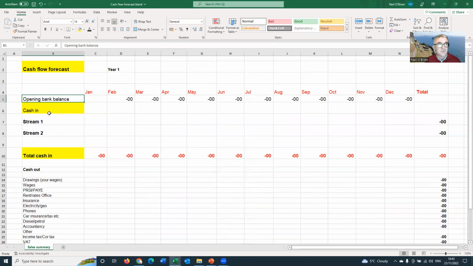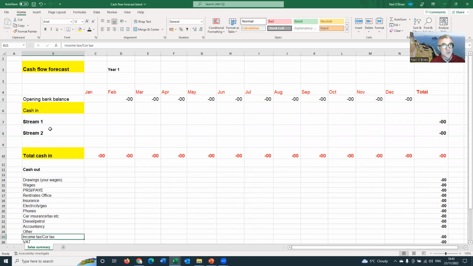Now let's look at a blank template. This is what you'll have to fill in. Here's your cash in, which again comes straight across from your sales forecast, and you can add in as many different lines or income streams as possible. I just have stream 1 and 2 as your cash in. In John's case, that was grass cutting and hedge trimming.